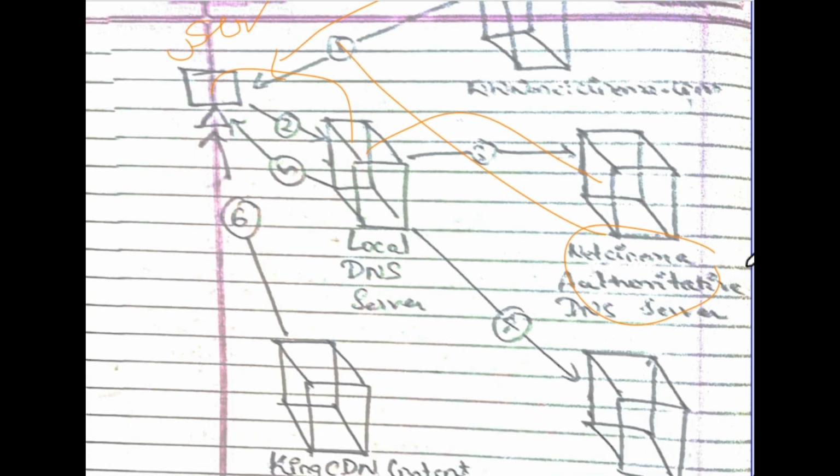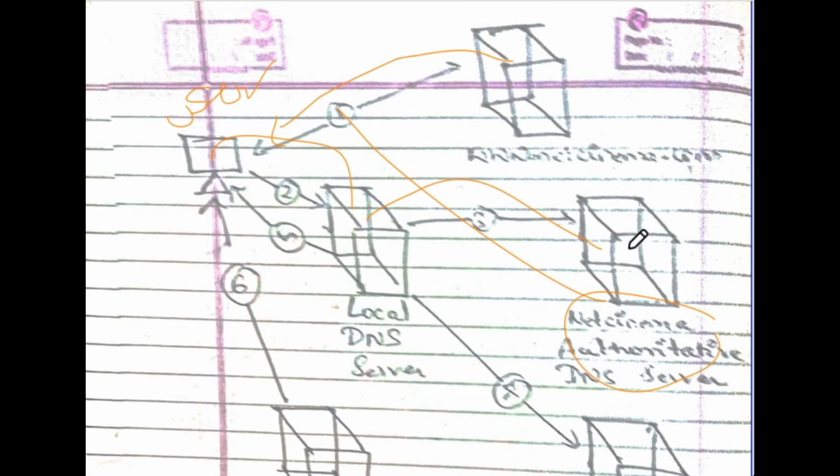The authoritative DNS server also doesn't have the video the user has asked for. So it sends the host name of the King CDN authoritative server, where the content is present, to the local DNS. Now the local DNS sends it back to the client.